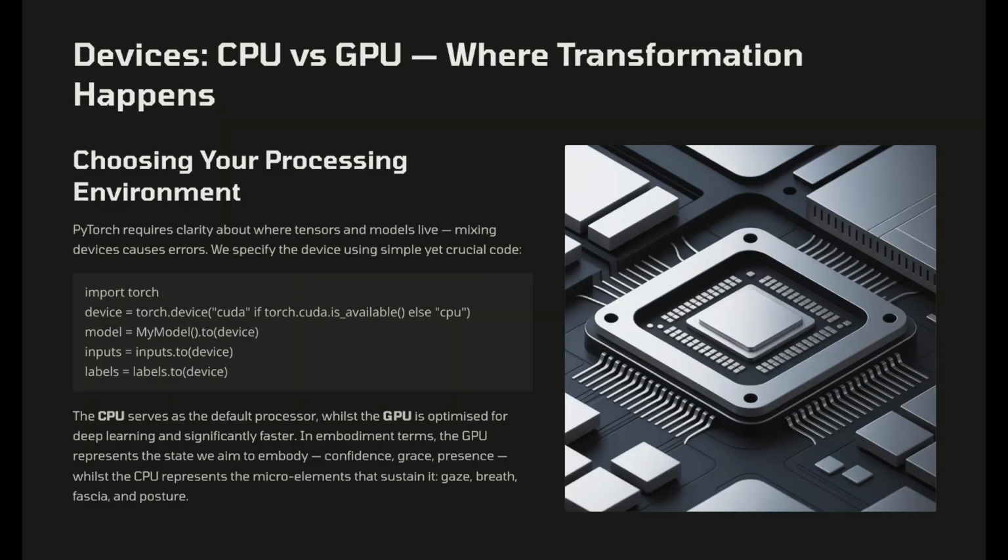Next, we specify where computations occur. PyTorch requires clarity about where tensors and models live. Mixing devices causes errors. CPU, the default processor. GPU, optimized for deep learning and significantly faster. In embodiment terms, the GPU represents the state we aim to embody: confidence, grace, presence, while the CPU represents the micro-elements that sustain it: gaze, breath, fascia, and posture.